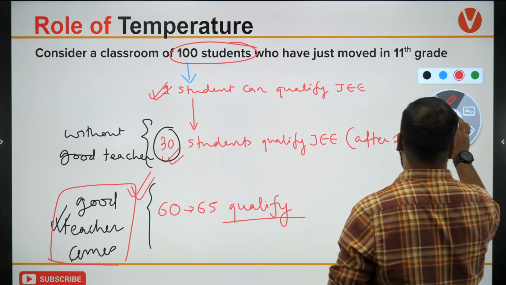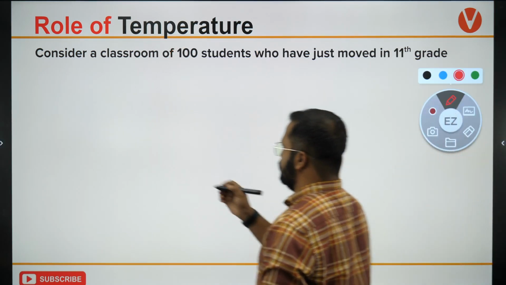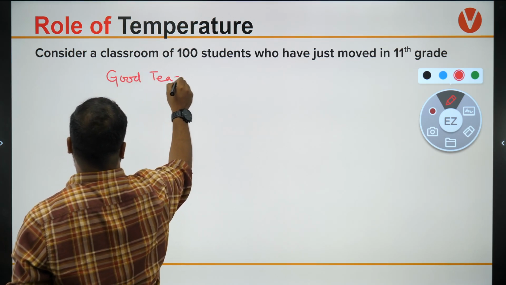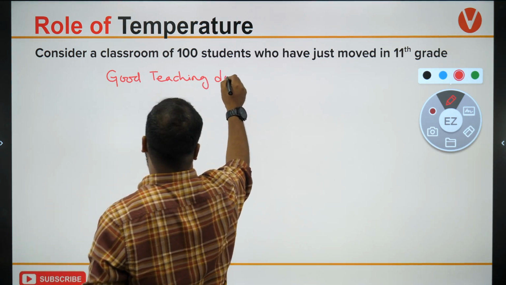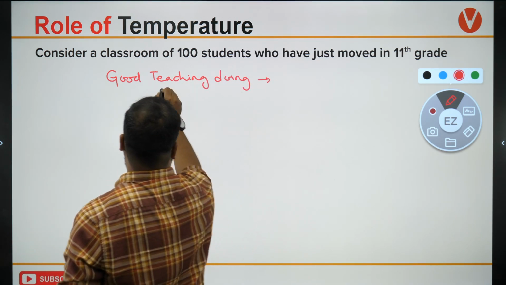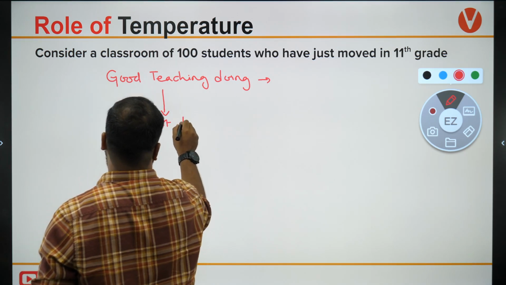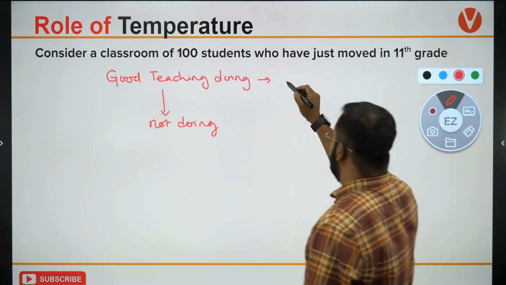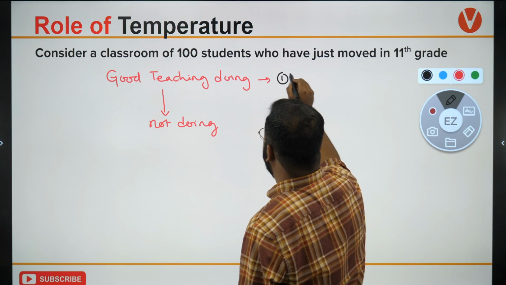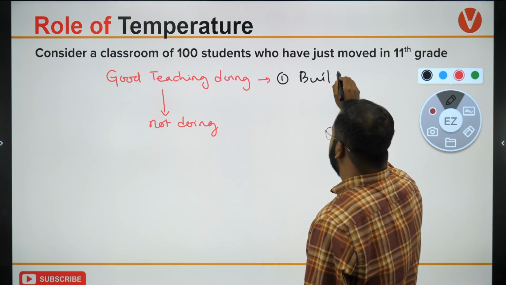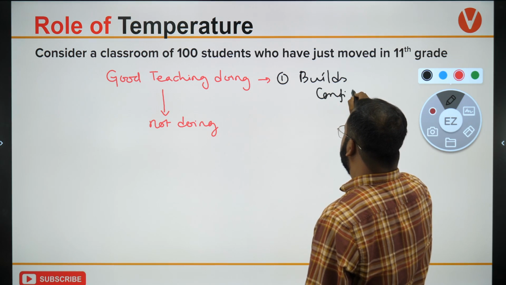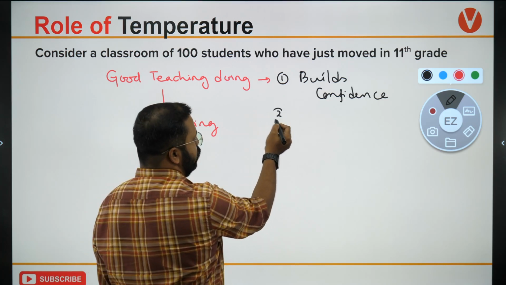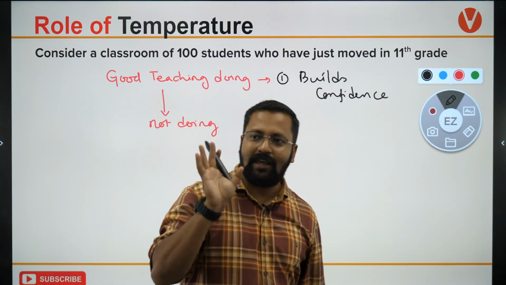Okay, I think you have understood the example. So I'm just going to take this scenario: what is the good teacher doing, and what is he not doing? Okay, what is the good teacher doing? The good teacher builds confidence. He imparts proper knowledge.